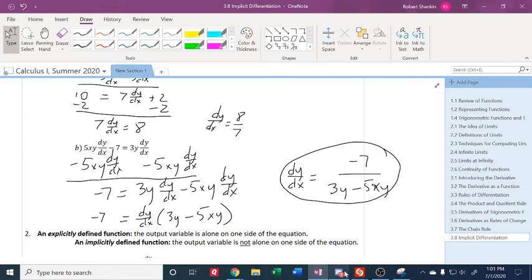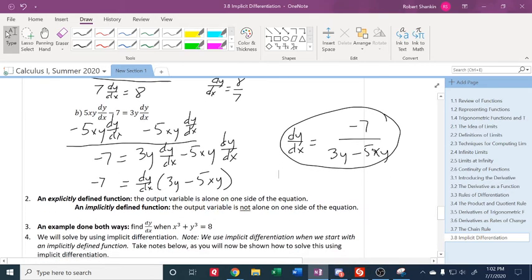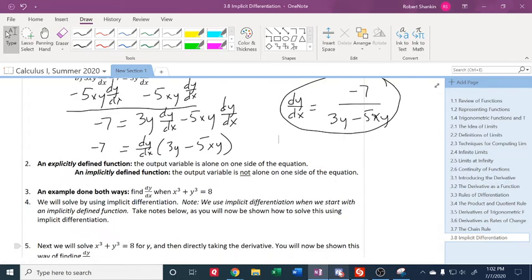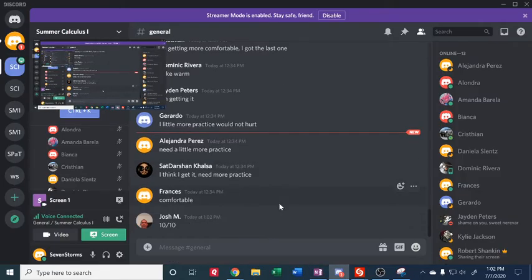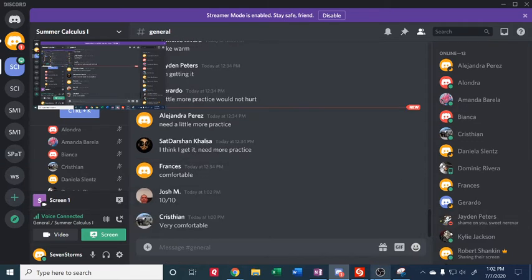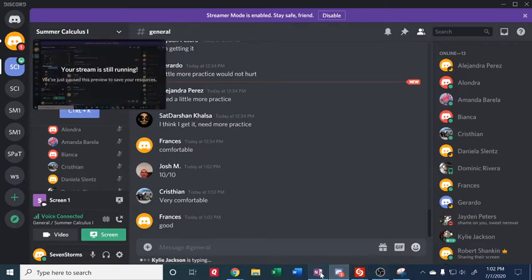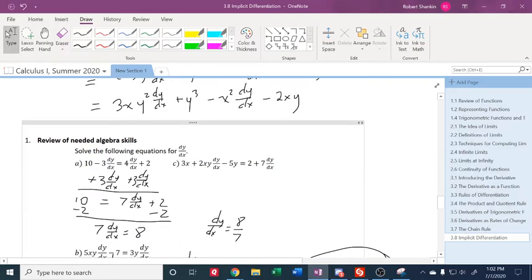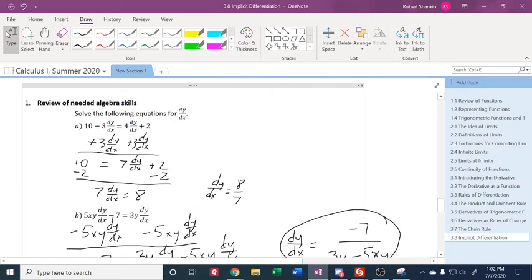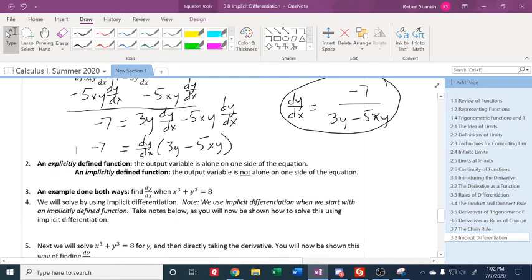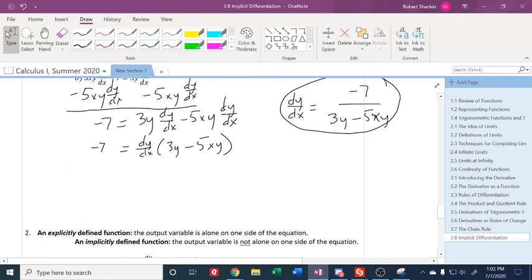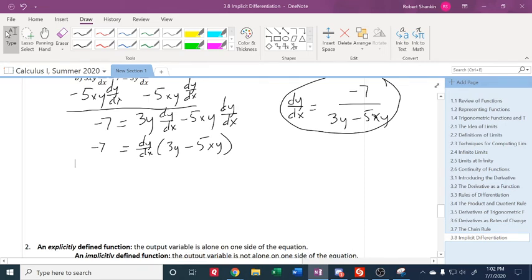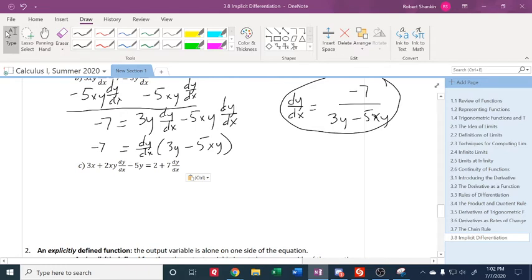Give me a little feedback. Just give me your comfort level with these 2 problems, A and B. All right. Okay, so let's go to C. Over here, let me cut and paste this to get a little more space. Alright, solve for dy dx on that one.